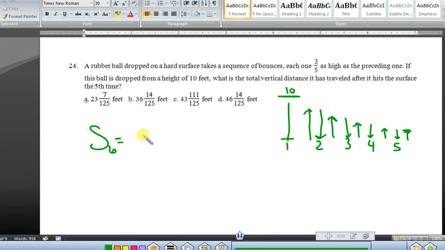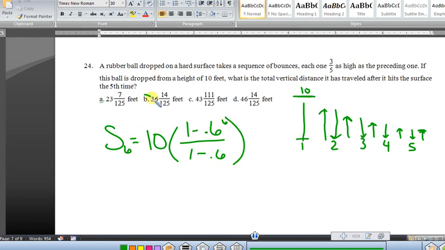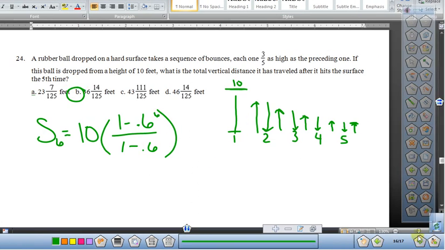So let's plug this in. The first term is 10. Again, we're using the same formula we did a second ago. And this is going to be 1 minus 3/5. And you can make that a 0.6 if you'd like. Raised to the 6th power, divided by 1 minus 0.6. Put that all into your calculator, and you should get letter B. All right, one more question.